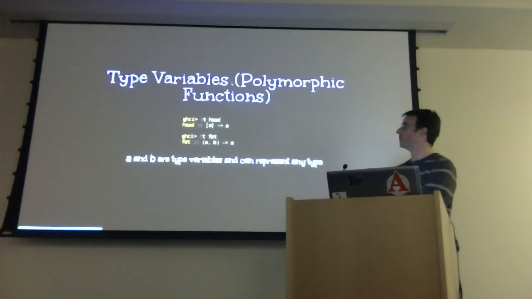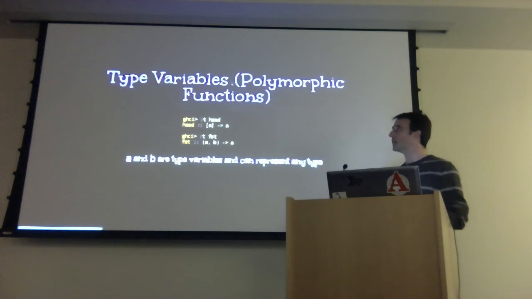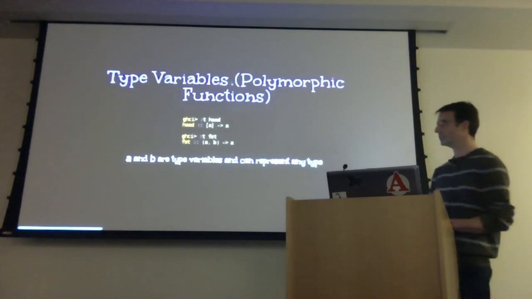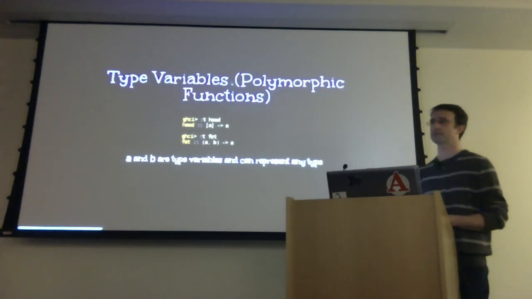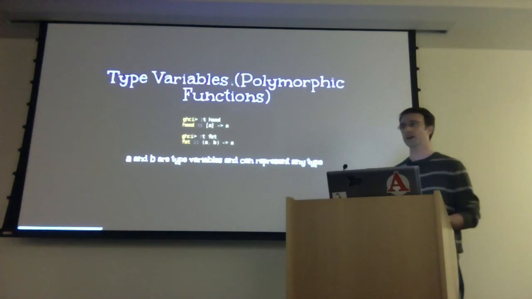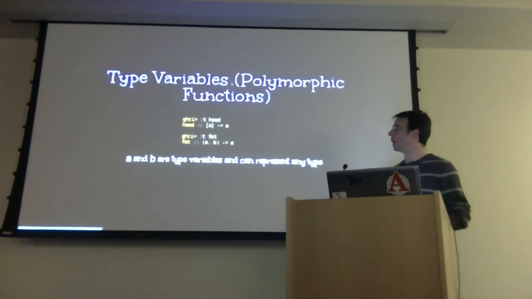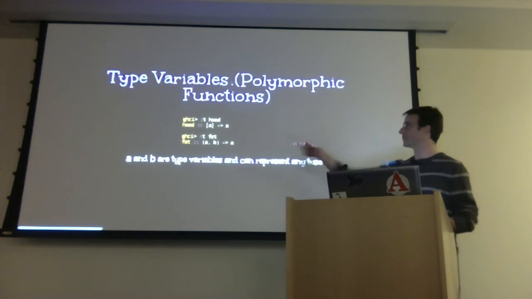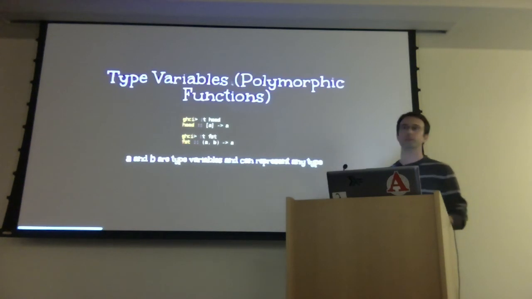All right. Types can have type variables. So, for example, the type of the head function on a list is a list of some type a to that type a. In this example, a is an unspecified type, just like you would see with generics in Java or C# or templates in C++. The type of fst takes a tuple of type a and b and returns an a. So a and b could be the same type, they could be different types, it doesn't matter. So it's unspecified.